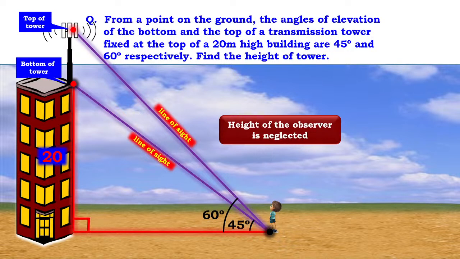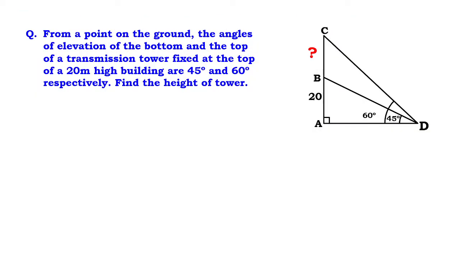If I take it out and make a right angle triangle, I have to find the height of the tower. That's it. So I take a diagram like this. The diagram looks like this? Correct. So I have two right angle triangles. What are those two right angle triangles?